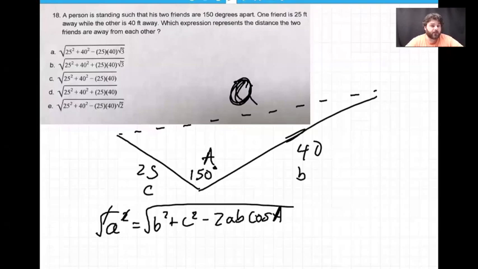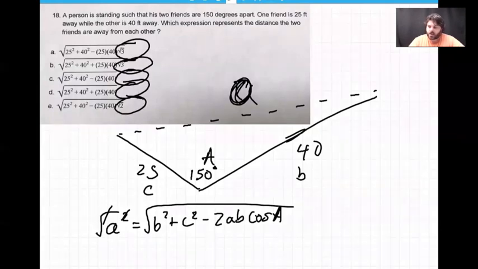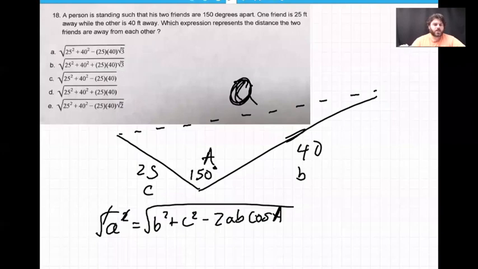So remember, B and C are 40 and 25. If you look at all the answer choices, they all have this B squared plus C squared part. What they don't have is a cosine. You notice how at the end, none of these have a cosine in them, which means they evaluated the cosine. They actually found out what cosine of 150 was. So let's plug this in here.